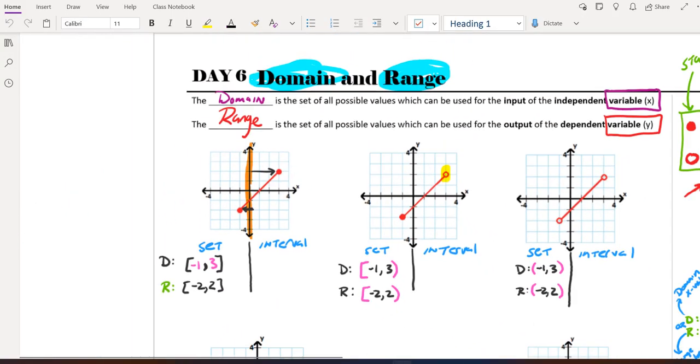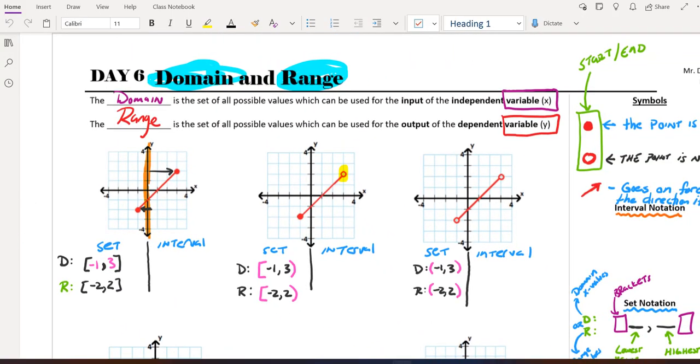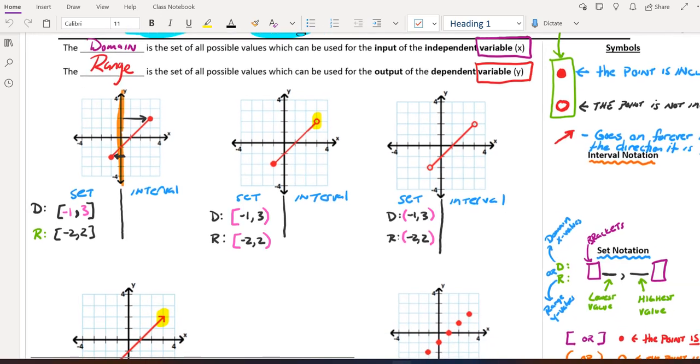Okay, so last class, I introduced the words domain and range. Domain is a way of describing what are the x values for the graph. The range was what are the y values for the graph. Right? And we just say, hey, what's the lowest value? What's the highest value for x? And they're all in between there. Okay?